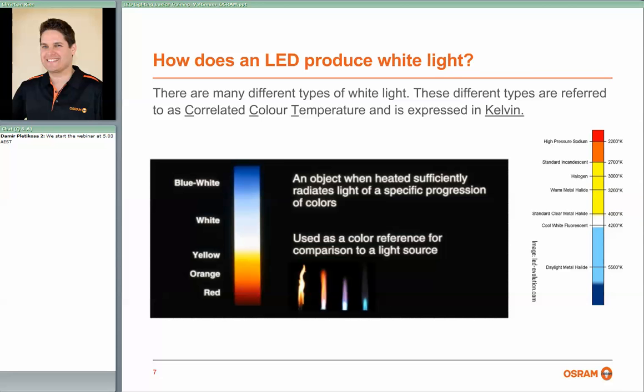In the way of color temperatures, which I touched upon just a moment ago, there's many different types of white light, as most of you should already be familiar with, and the way we express color temperature is called correlated color temperature. It's expressed in degrees Kelvin. So basically when an object is heated sufficiently, it radiates a light of specific progression of colors, and it's basically compared to burning of black bodies, and that's how they've come up with the color temperatures.